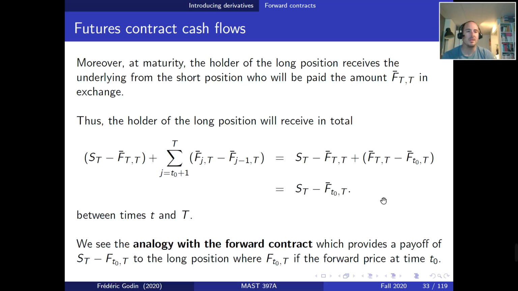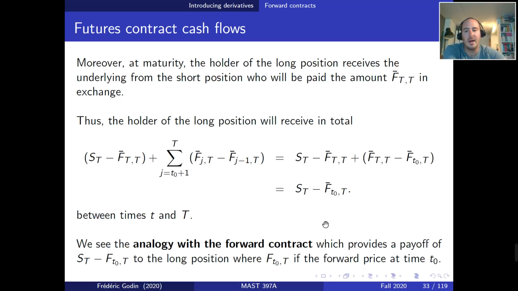Okay, so we see that if we disregard the time value of money, the payoff of a futures contract would be the same as the payoff of a forward contract, which is the underlying asset value at maturity minus the initial futures price at the onset of the contract.